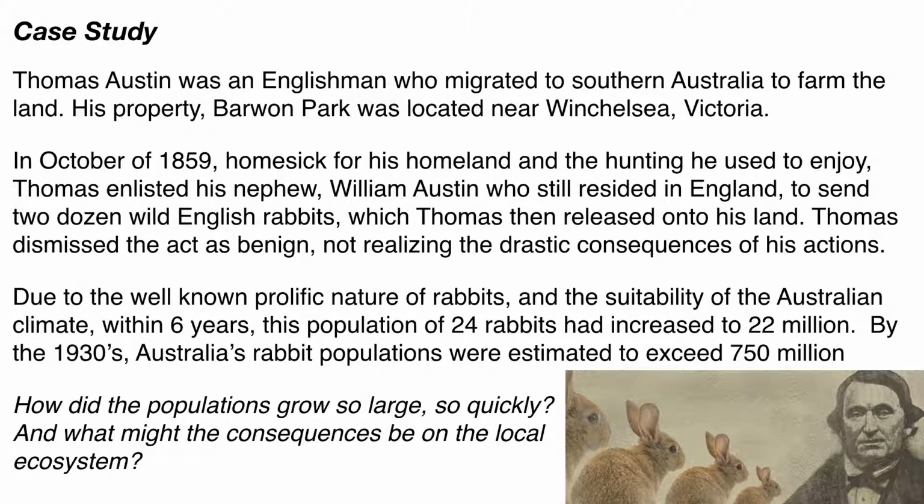Thomas dismissed the act as benign, not realizing the drastic consequences of his actions. You don't want to be this guy. Due to the well known prolific nature of rabbits, they breed like rabbits, and the suitability of the Australian climate, within 6 years, that population of 24 rabbits had increased to 22 million. By the 1930s, Australia's rabbit populations were estimated to exceed 750 million.